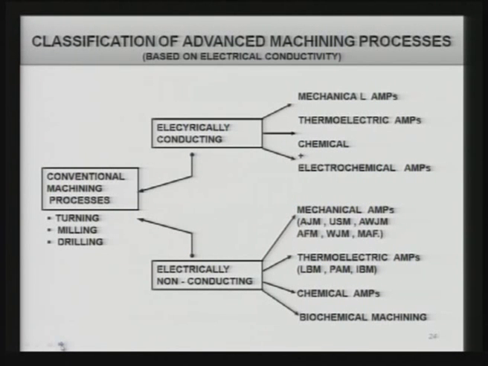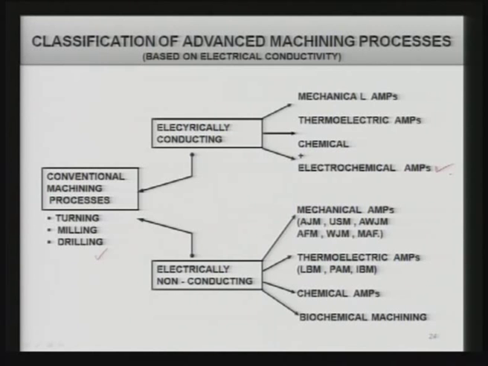So, you can have the classification of advanced machining processes based on type of the workpiece material, as I have already mentioned, that conventional machining processes include turning, milling, drilling, etc. Electrically conducting materials can be machined by mechanical advanced machining processes, thermoelectric advanced machining processes, chemical and electrochemical machining processes.